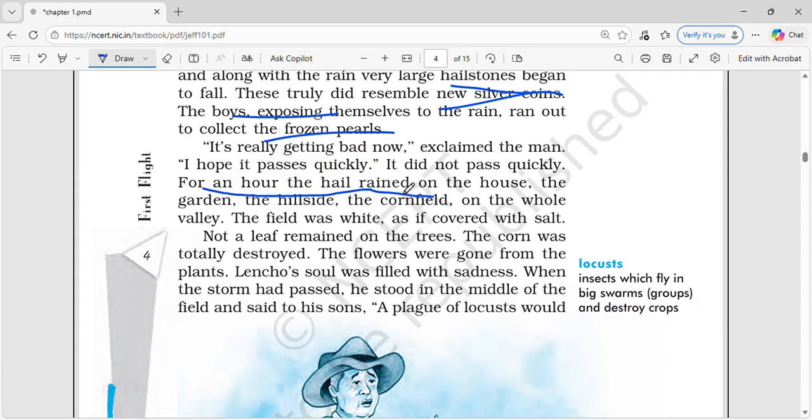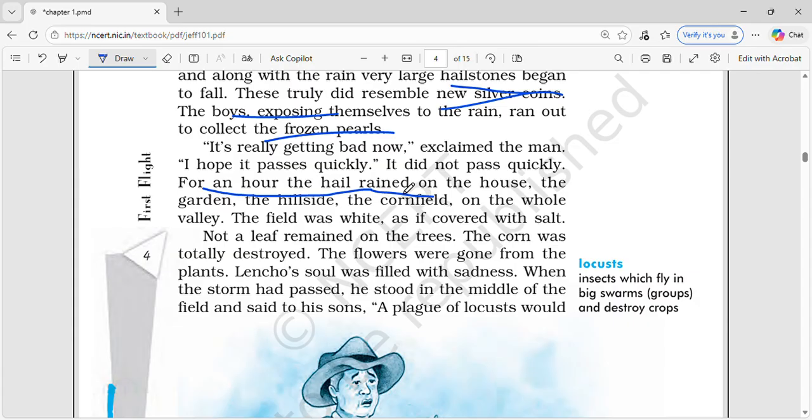The valley was covered with salt. It felt like there was so much snow that the whole valley was covered with salt. None of the leaves on the trees were there. The corn was totally destroyed, and the farmer's plants were totally destroyed. Lencho had worked so hard, so obviously he'll be filled with sadness, right? So he was filled with sadness. All of the flowers were also gone.